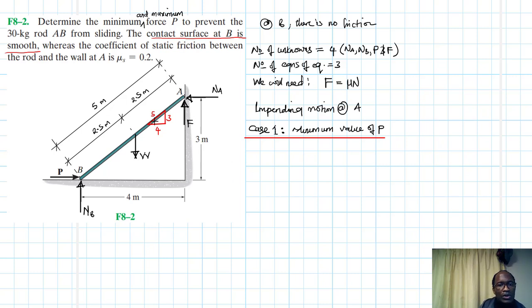So what do we do? Of course, let's work out the values that we have. So we have W there. W is just equal to 30 by 9.81, and this gives us 294.3 newtons. So 30 by 9.81 is 294.3 newtons. So let's start.